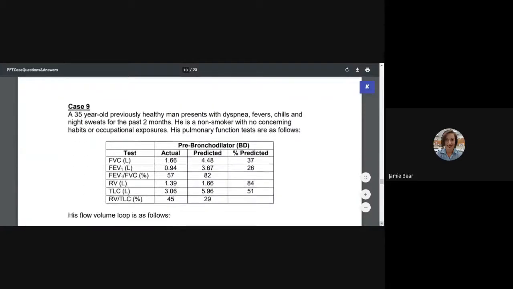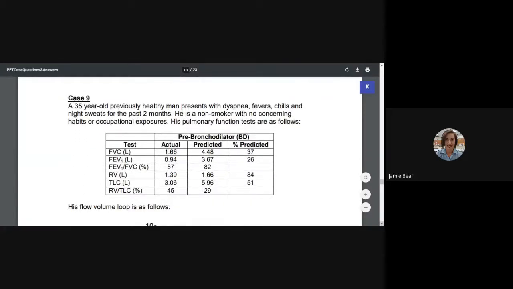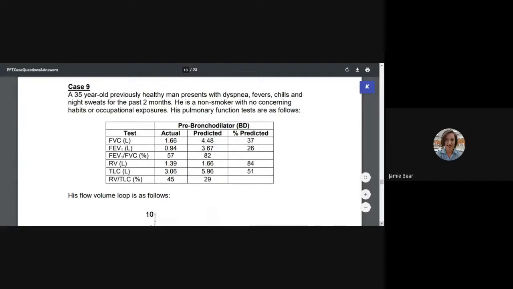Okay, case 9, we have a 35-year-old previously healthy man that presents with dyspnea, fevers, chills, and night sweats for the past 2 months. Non-smoker, no concerning habits or occupational exposure. PFTs are as follows: 37%, 26%, and 57%. So this person has an obstructive component in their airways. However, we look down at the lung volumes and capacities, and that's also diminished.